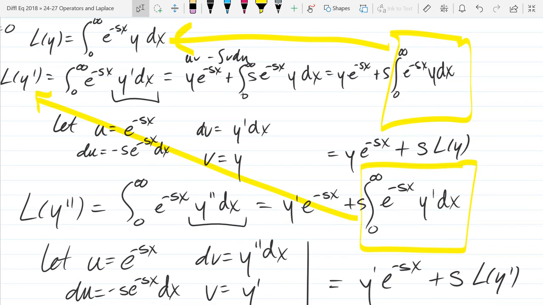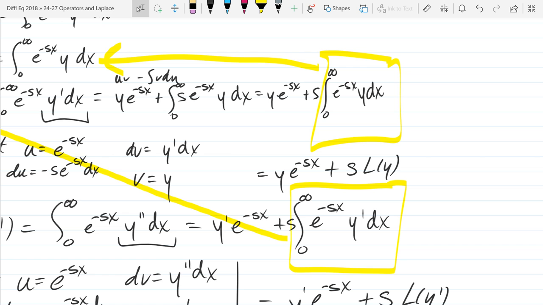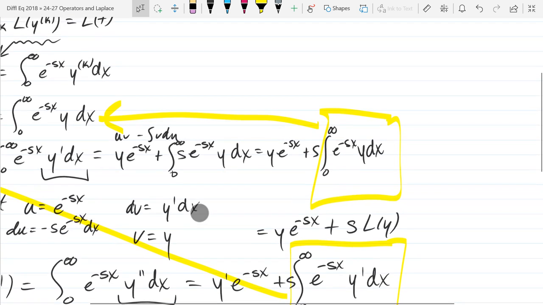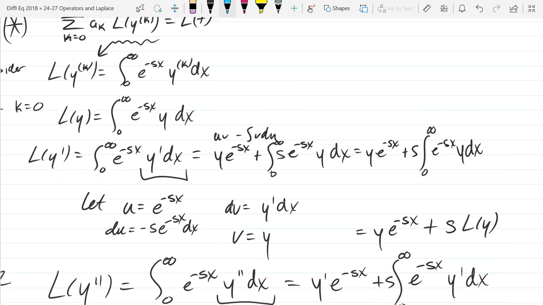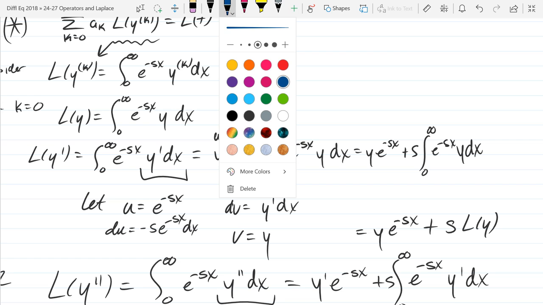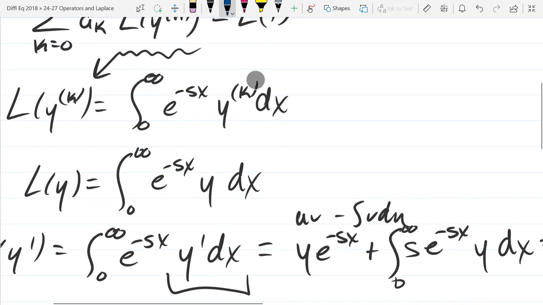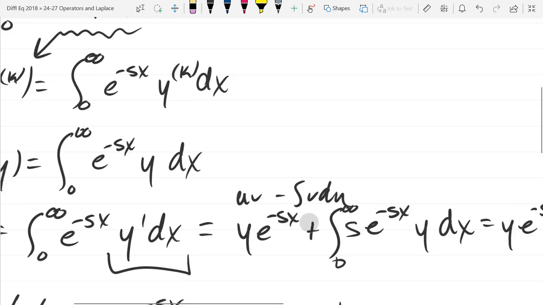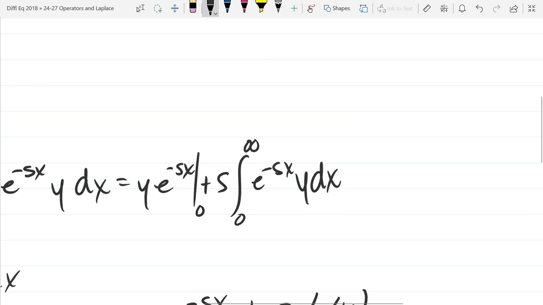We did not go far enough before. I think we need to evaluate the antiderivative. So let's go ahead and actually evaluate these. I'll shift markers over to blue while we do this. We'll leave this one alone and do the next one. One thing I left out that's pretty important: you still have endpoints on your uv part of your integration by parts.